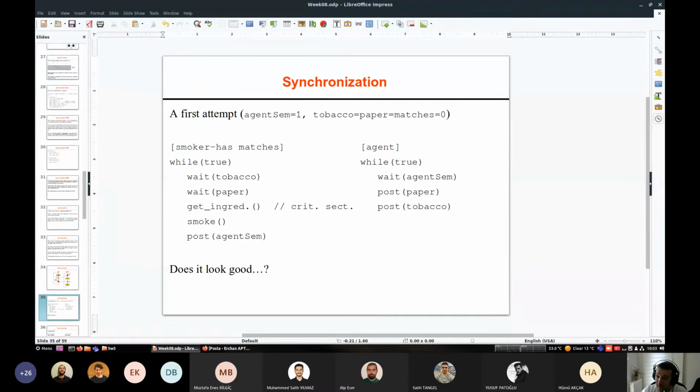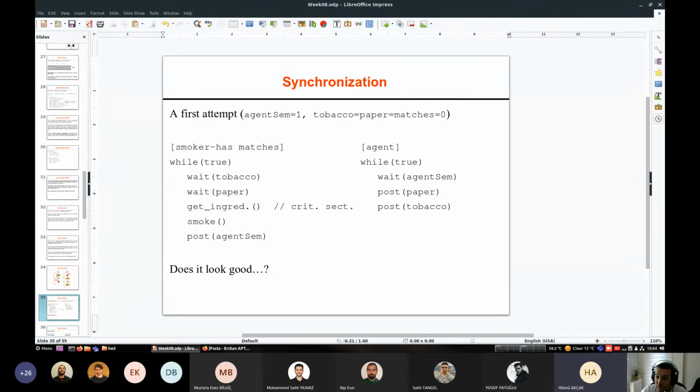This will lead to a deadlock. I'm just asking you how it will lead to a deadlock. This solution is insufficient. I think the critical section is not protected. Why? How is it not protected? I mean, it wants tobacco and paper. Okay. And meanwhile, the agent. No, actually, I'm confused right now. Okay. Yes.